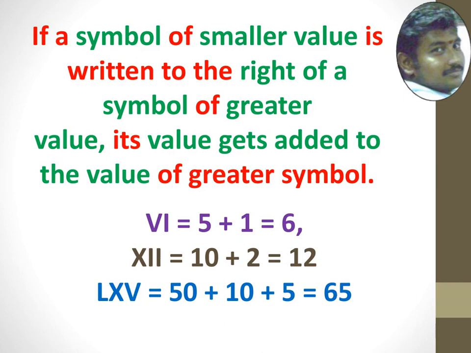Here some rules we need to see. If a symbol of smaller value is written to the right of the symbol of greater value, its value gets added to the value of the greater symbol. See, VI means 5 plus 1, 6. XII, 10 plus 2, 12. LXV, 50 plus 10 plus 5.